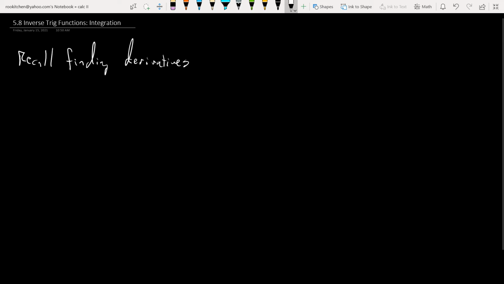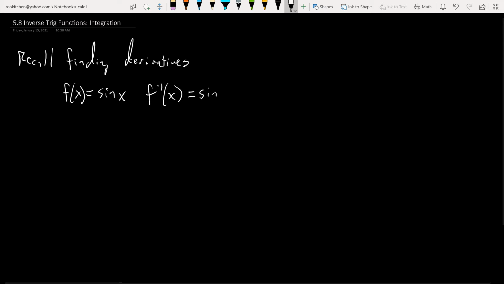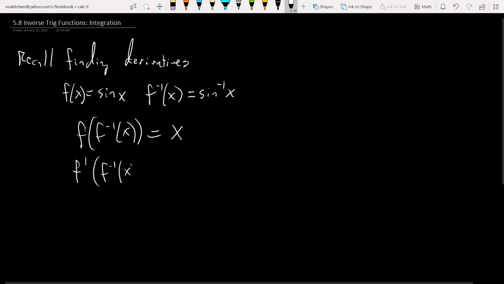Let's say we have, I don't know, f of x is equal to sine x, and then we're looking for the derivative of sine inverse, right? So f inverse of x is sine inverse of x. So again, from the composition rules, we could say f of f inverse of x is equal to x, and then we can differentiate implicitly. So we get f prime of f inverse of x times the derivative of the guts, which in this case is f inverse of x, which is what we're looking for.